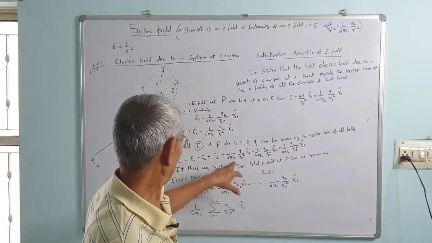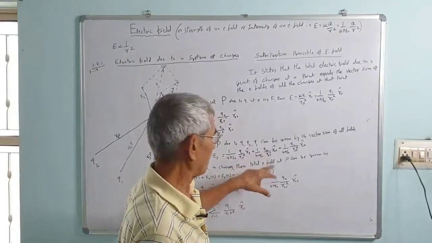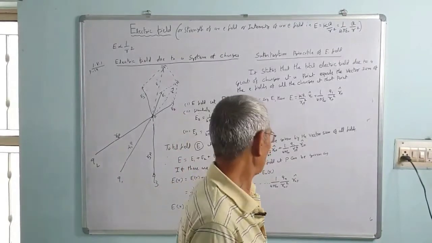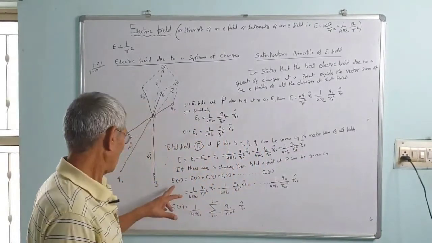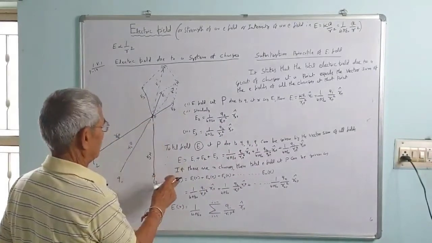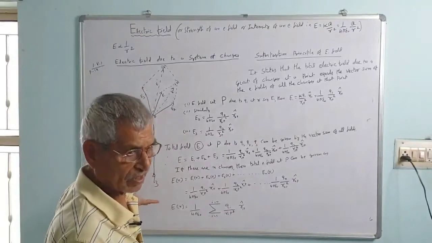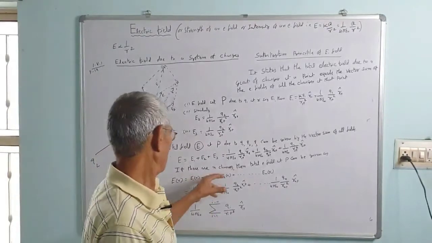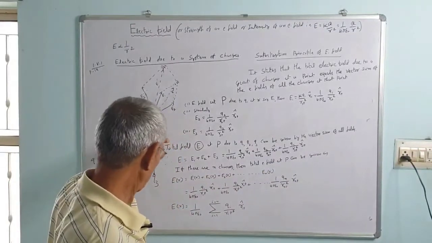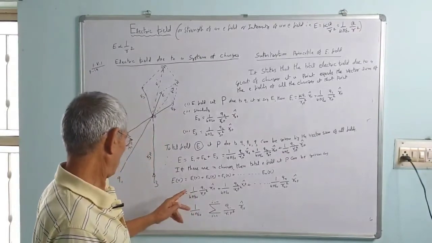That is equal to 1 upon 4 pi epsilon naught Q1 upon R1P square, R1P unit vector, plus 1 upon 4 pi epsilon naught Q2 upon R2P square, unit vector R2P, plus 1 upon 4 pi epsilon 0 Q3 upon R3P square, unit vector R3P. Thus, the total field E at P is given by this equation. Now, if there are n charges, more than 3, where n is an integer, then the field at a point P is given by the superposition principle, that is the summation of all fields due to all charges.